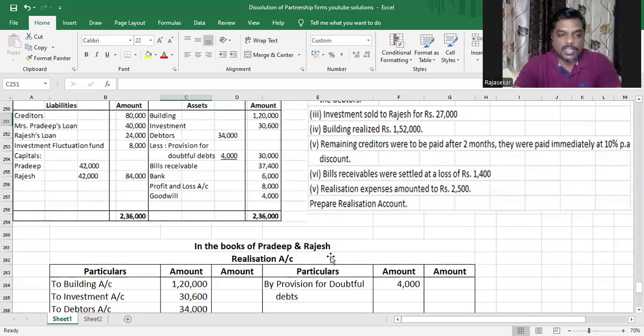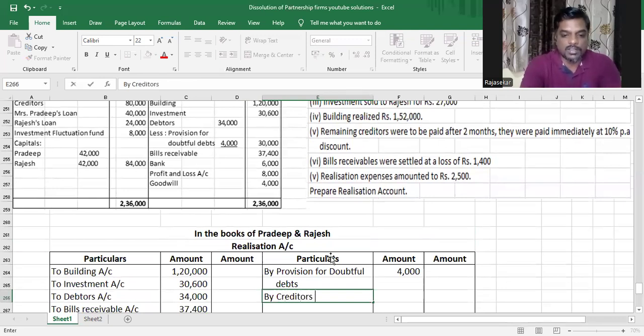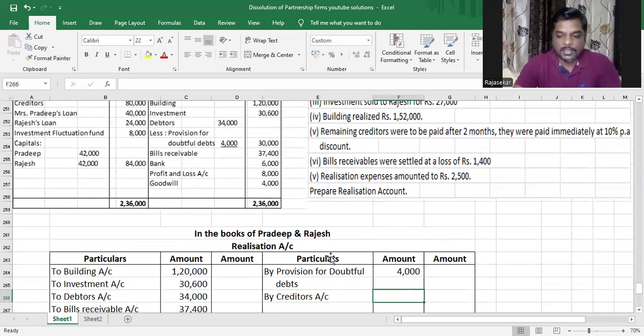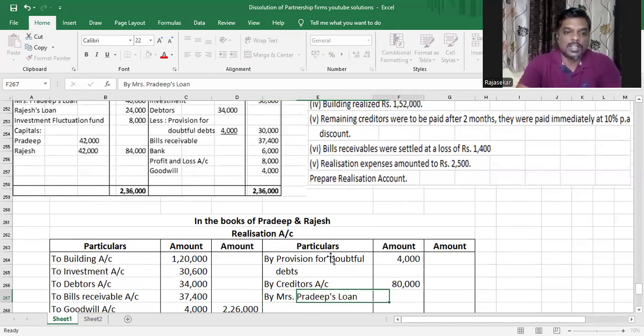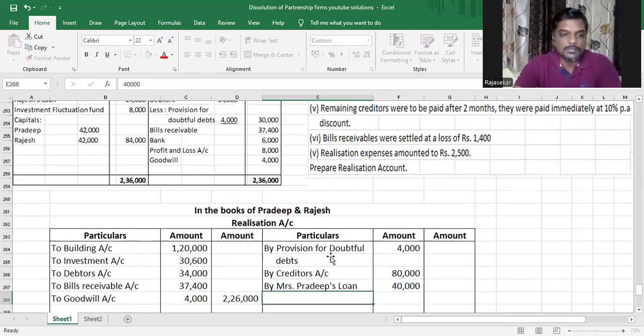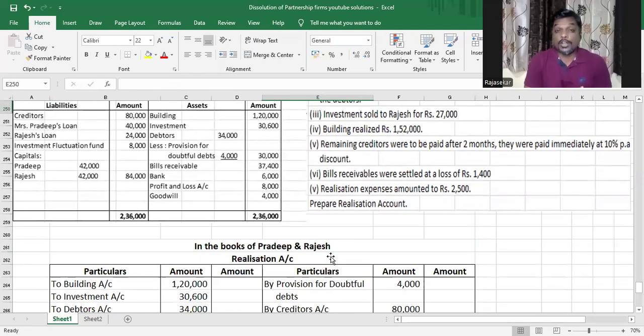All right, now we move on to the liabilities. We have creditors, which is an external liability, which will be transferred. Creditors account, 80,000. And then we have Mrs. Pradeep's loan. As I told you, only the partner's loan will not be transferred. Mrs. Pradeep's loan will be transferred, and that is 40,000. And Rajesh's loan is partner's loan, so it will not be transferred. And I've already taught you earlier, investment fluctuation fund will always be transferred to realization account.